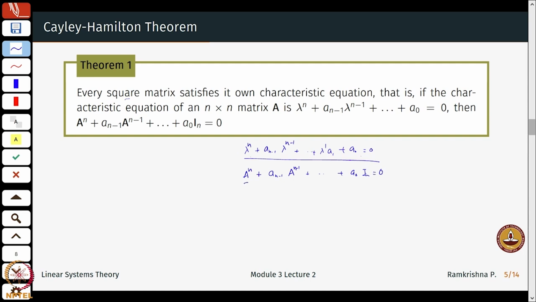So, when I say this characteristic equation, what am I looking for? I am looking to find solutions lambda, and if you just replace lambda by A, the equation still holds. We will postpone the proof till a little later. So, next time when we encounter the use of the Cayley-Hamilton theorem, we can just take a little detour, do the proof and come back.